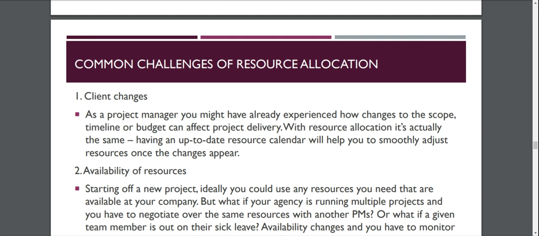The second one is availability of resources. For example, when starting a new project, ideally you could use any resources you need that are available at your company. But what if your company is running multiple projects and you have to negotiate over the same resources with another project manager? Or what if a given team member is out on sick leave? So availability changes and you have to monitor.